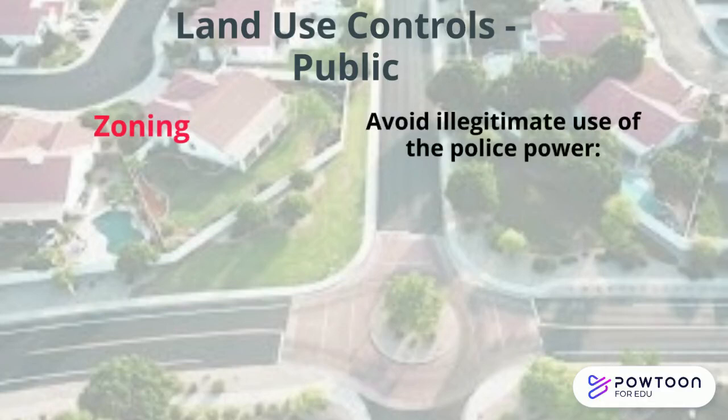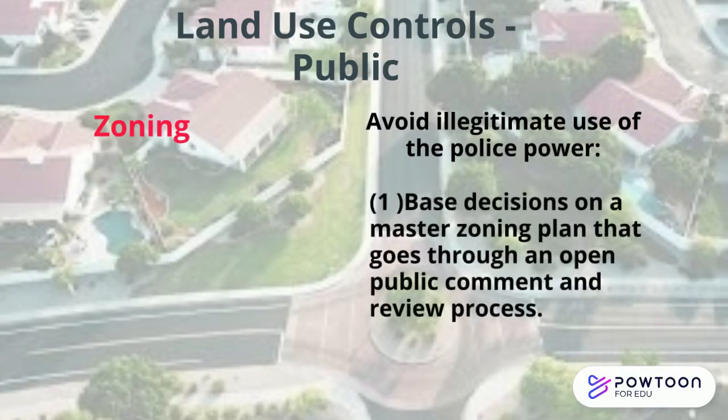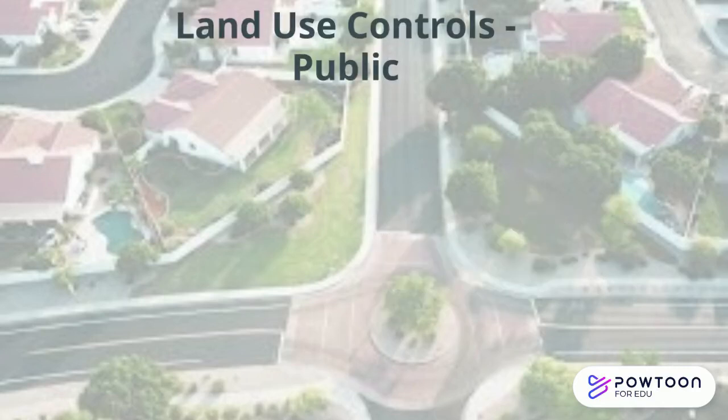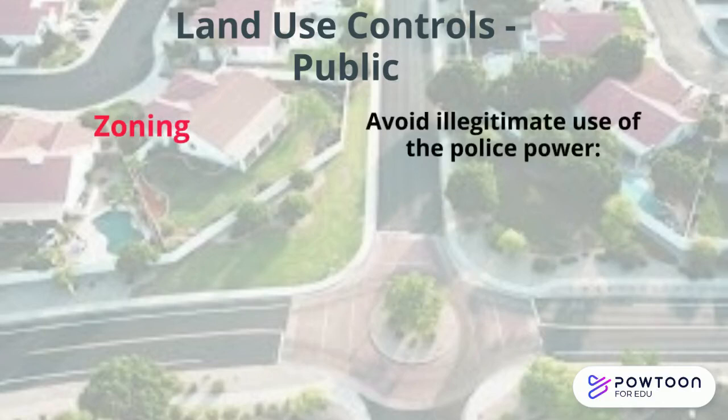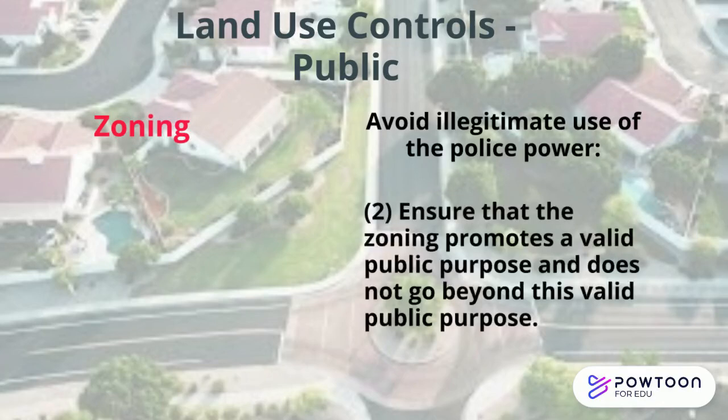One issue is when zoning crosses the line into an illegitimate state purpose. To guard against this, there are two things a legislature can do. First, it can base this decision on a master zoning plan that goes through an open public comment and review process. The open, transparent, and well-designed master zoning plan usually insulates the action from judicial challenge. The second thing the legislature can do is to ensure that the zoning promotes a valid public purpose and does not go beyond this valid public purpose.